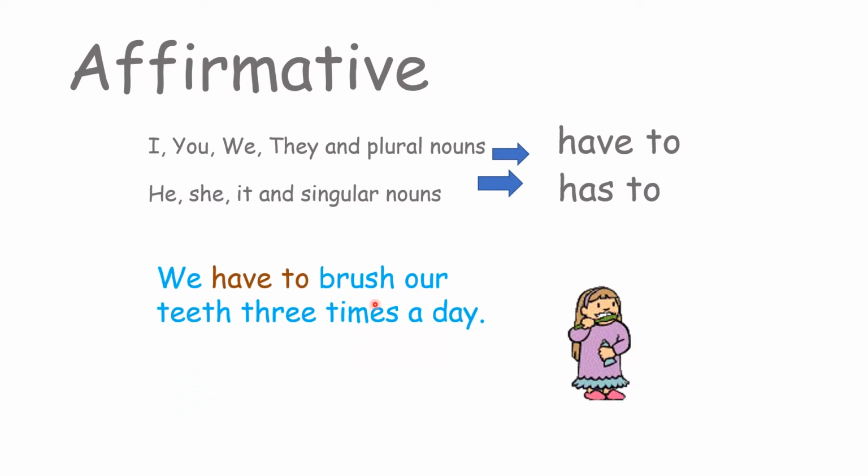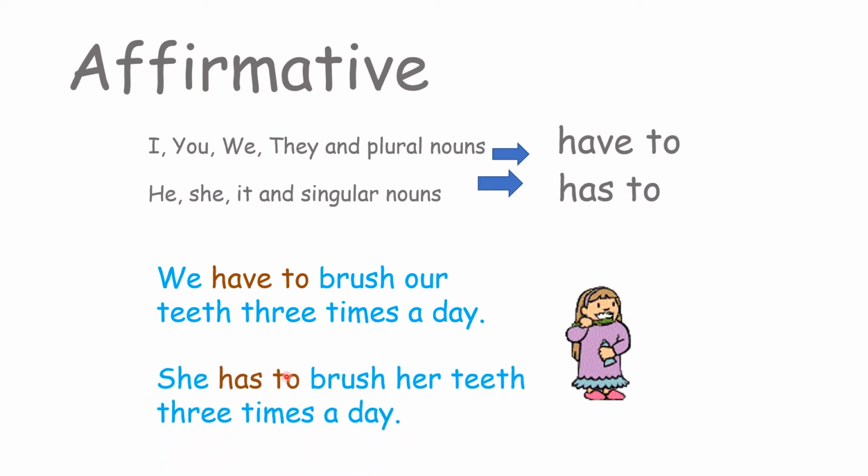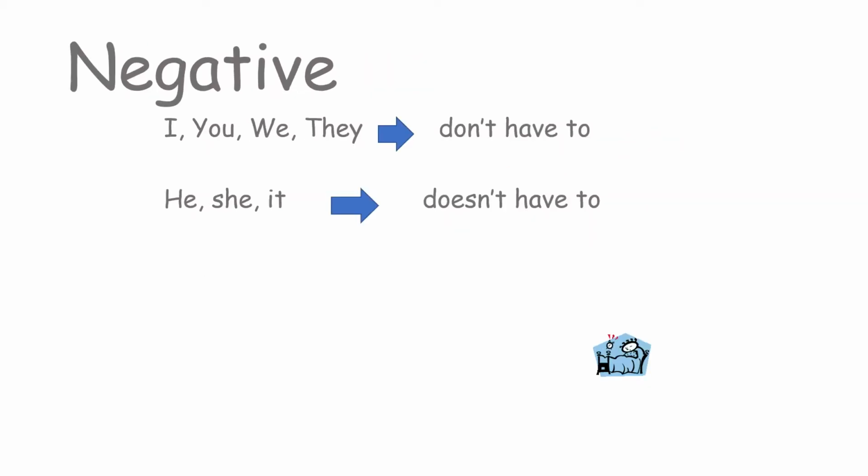We have to brush our teeth 3 times a day. She has to brush her teeth 3 times a day. What shall we do with the negative sentences? If the subject is one of these, I, you, we, they, and the plural noun, add don't before have to. And if the subject is he, she, it, and the singular noun, add doesn't, then have to.